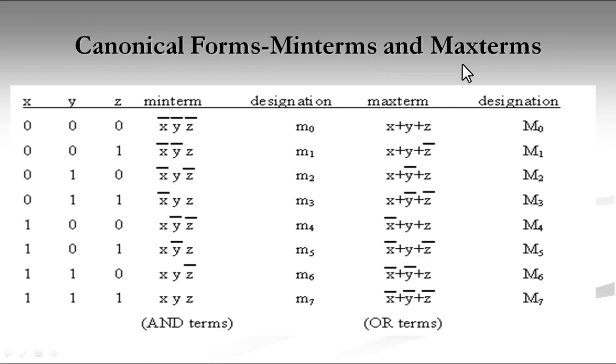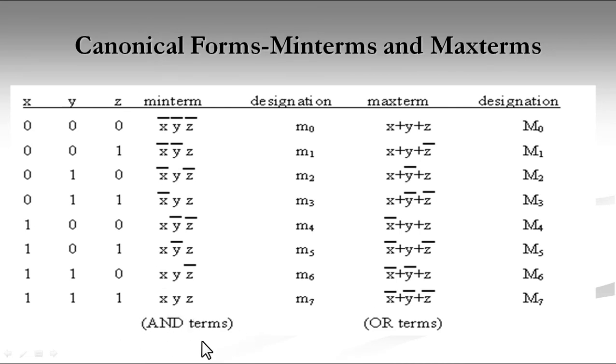or by using POS that consists of maxterms. The maxterms and the minterms have some designation. Designations are the values that they are going to represent. So when I write a truth table consisting of three variables, I will have the combinations 000, 001, 010, 011 and so on. Then I will write the minterm values x bar into y bar into z bar, x bar into y bar into z, and so on. All these terms I will be writing.